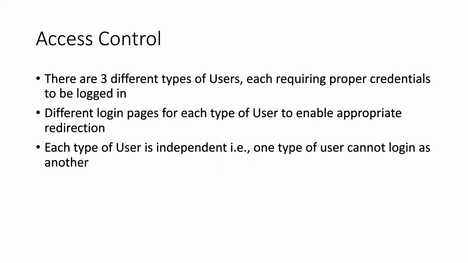Hello, I'm Karthik, and I'm going to talk about the access control that we implemented in this voting application. So there are three different types of users. They are a voter, an auditor, and an admin or an election official. Each of them requires proper credentials to get logged in. There are three different login pages, one for each kind of user. The voter can only log in through the voter login page, and respectively for the other types of users. Each type of user is independent. That means a voter cannot log in with the admin credentials, or an admin cannot log in with the voter credentials.